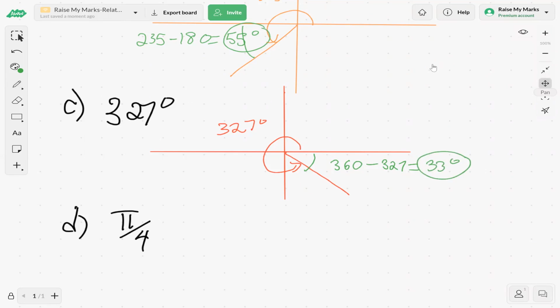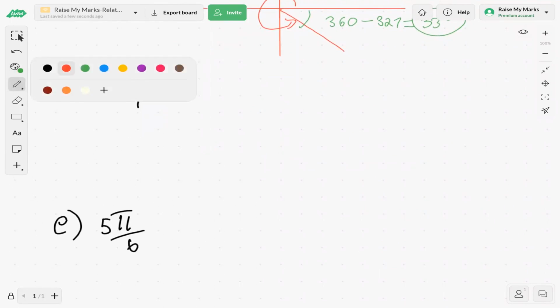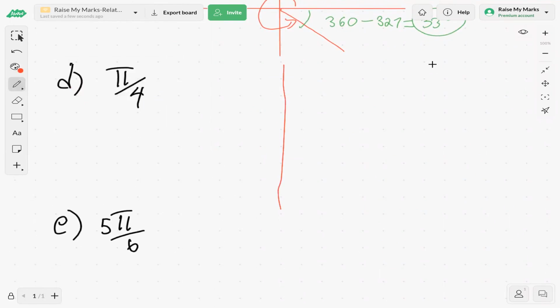So for these three questions, the angle measure was in degrees. So now let's consider radians. Okay, so here we have pi for radians. Again, let's graph. Oh, that's so nice. Let's use some straight lines. Okay.